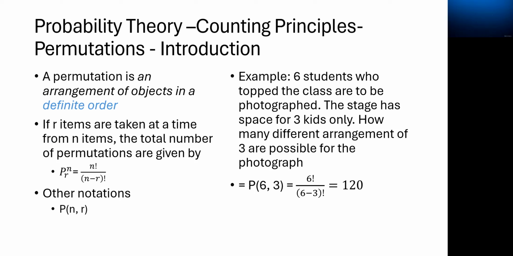So we calculate the number of possible arrangements that can be made for the photograph. The total number of items that we have is 6, and we need to choose 3 from them. So we get 6 factorial divided by (6 minus 3) factorial, a total of 120 different ways that the students can be stood on the stage for the photograph.